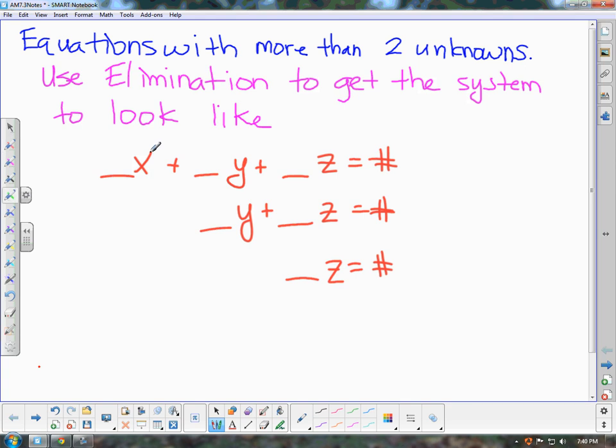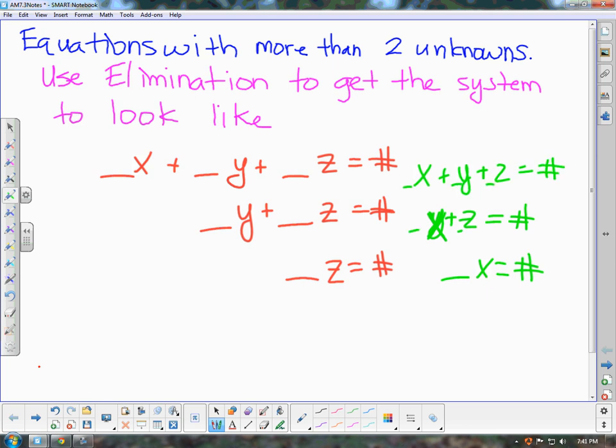Now it doesn't necessarily have to be z that's the lone one. You could have x equals some number to start with. And then here you could have y plus z, or x plus z, I should say. And then this would be x plus y plus z. And again, there would be coefficients with all of those. And you just have to work through them. It takes a little while.